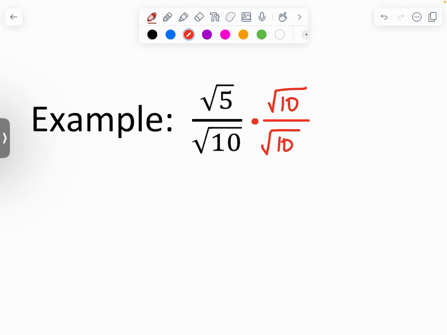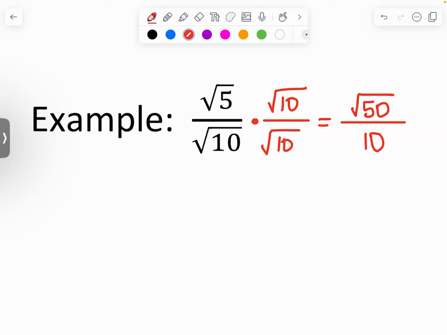First of all, we're really multiplying by 1. Do you see that? Radical 10 over radical 10 is 1. We're multiplying by 1, so we're not changing the value of our fraction. Okay. However, what does this accomplish? What is the square root of 10 times the square root of 10? Square root of 100, which is 10. And now I have the square root of 50 in the numerator. We have now gotten rid of the square root in our denominator.